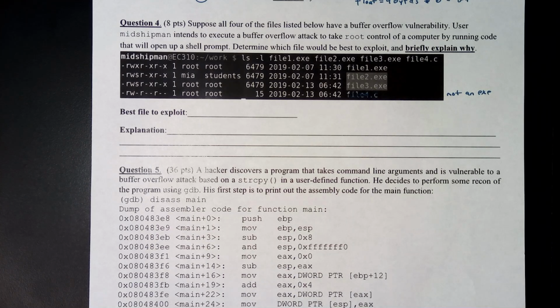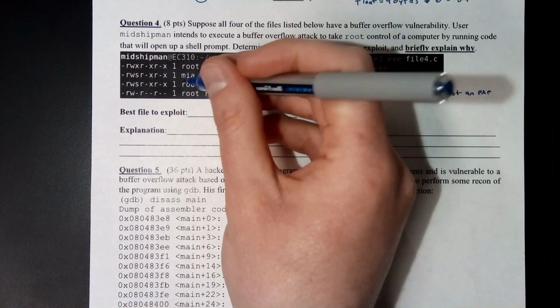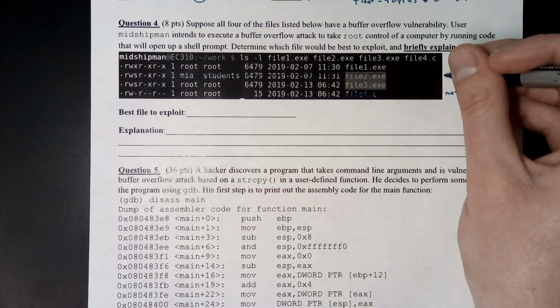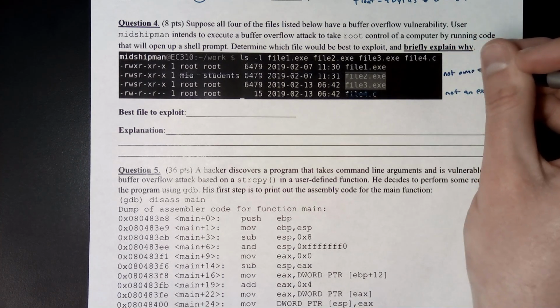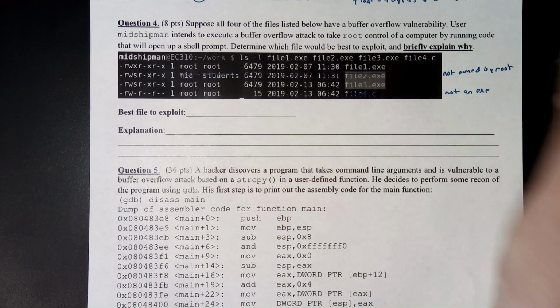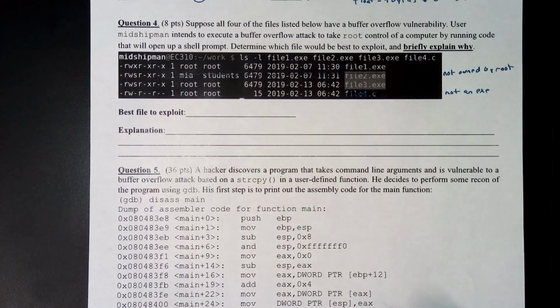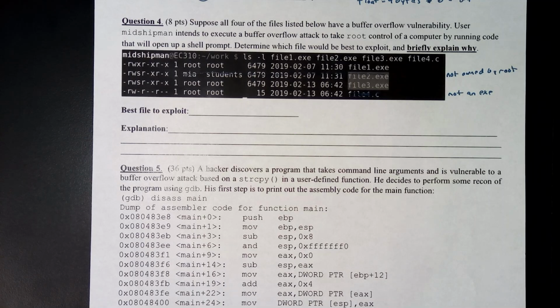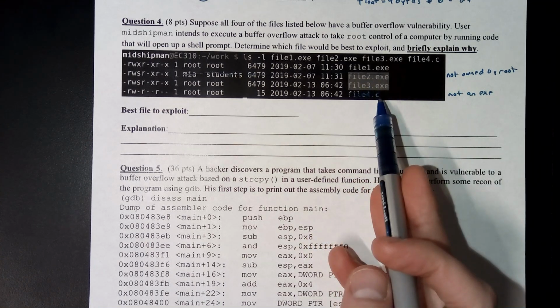What we'd like to find here is a program that's owned by root and has a buffer overflow and allows us to become root when we execute it via the set UID permission. So again, we can immediately cross out this file 2.exe because it is not owned by root, right? So we don't care about becoming MIA or students, therefore we don't really care about file 2.exe. So now we've got 2 left. We look at file 1.exe and file 3.exe.